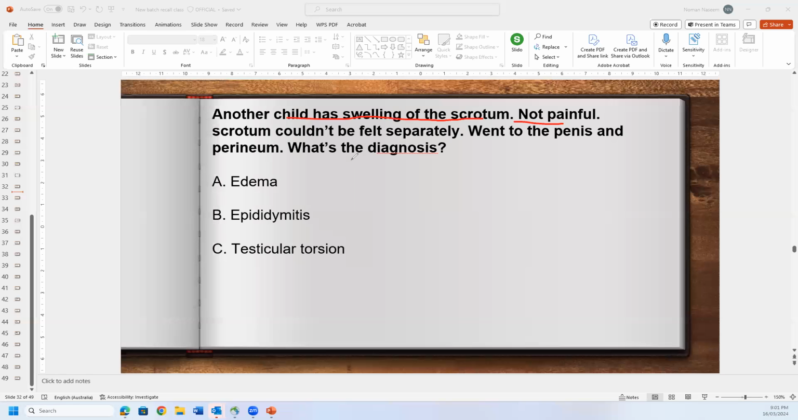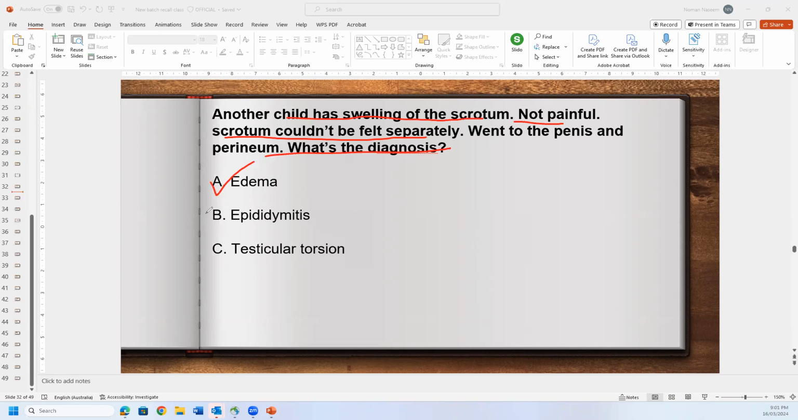Okay. A child is coming to you with swelling of the scrotum. It's not painful, and the testes can't be felt separately. I think they meant testes can't be felt separately, because the scrotum is the whole thing. The swelling is going towards the penis and perineal area. What will be the diagnosis?